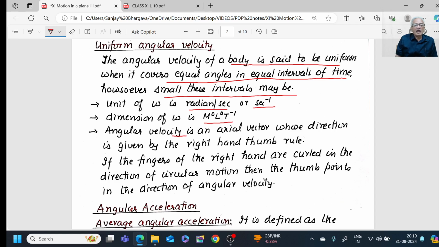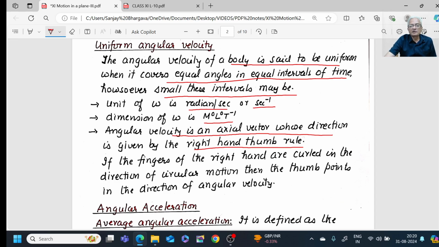Remember, angular velocity is an axial vector whose direction is given by the right hand thumb rule. What does the right hand thumb rule say? If the fingers of the right hand are curled in the direction of circular motion, then the thumb points in the direction of angular velocity.